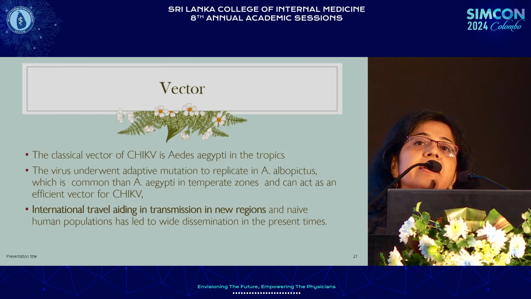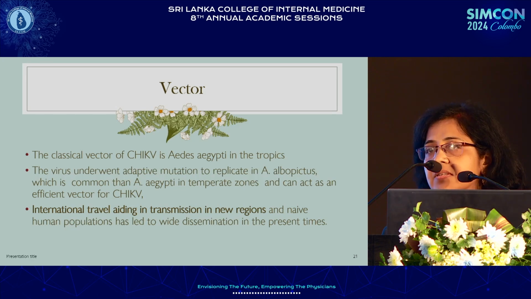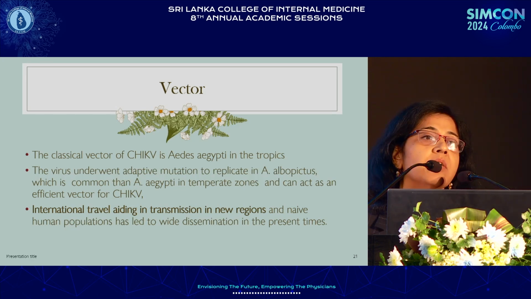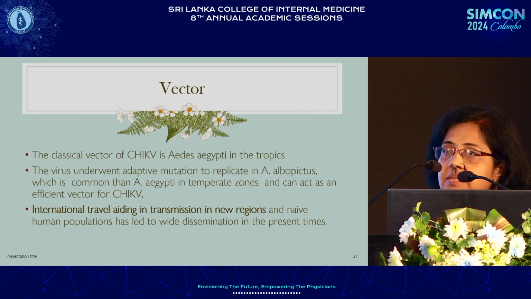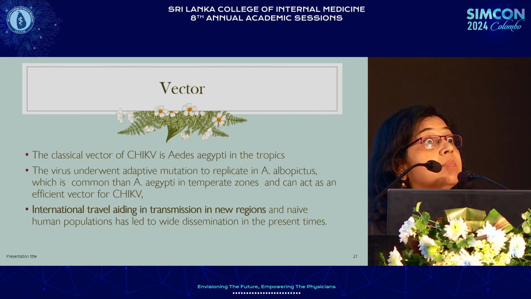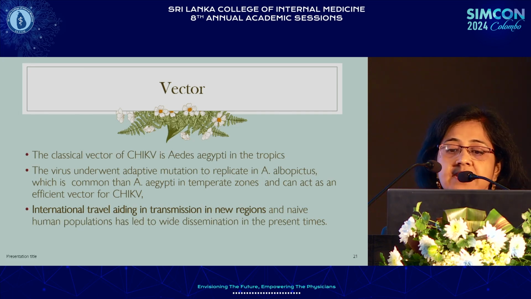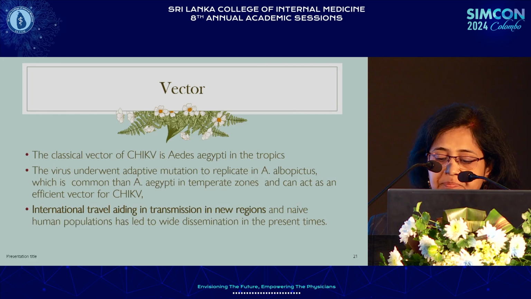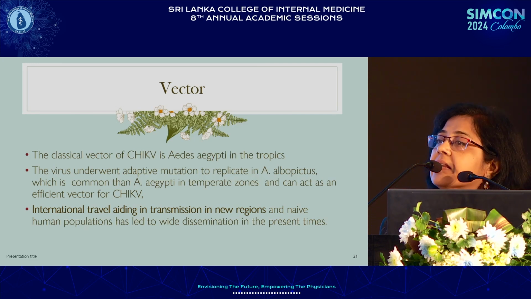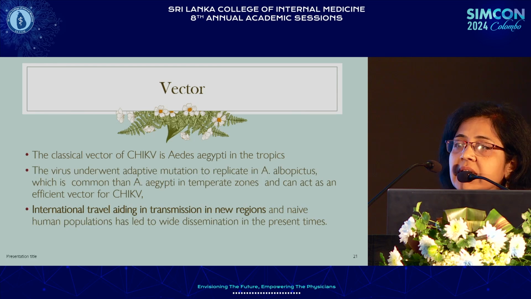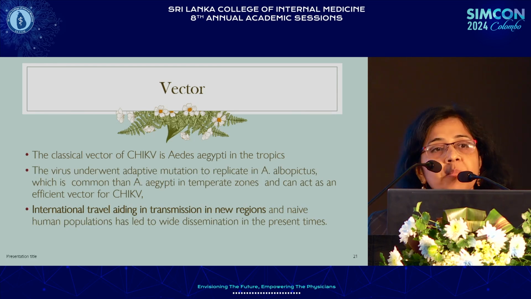But as in the case of all other viruses, due to mutations, now the vectors are also changing, and the Aedes albopictus is another mosquito which has taken up the mantle from Aedes aegypti, and it is now spreading the infection in various temperate zones as well. And as we all know, international travel and migration is a great culprit in the spread of these tropical infections to various countries.